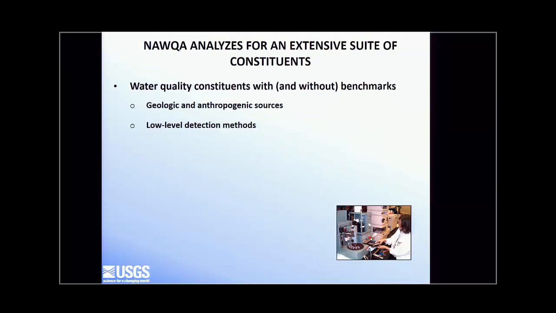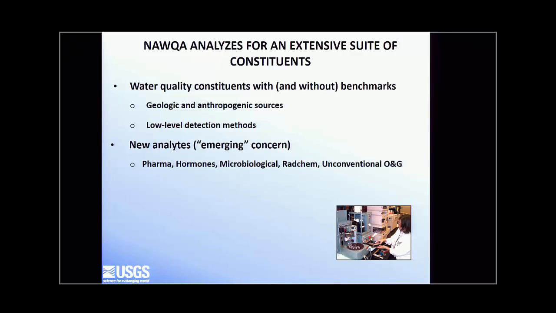The U.S. Geological Survey samples for a really long list of water quality constituents, primarily those with health-based screening levels, but a lot of the pesticides and their degradates, a lot of the VOCs don't have HBSLs. A lot of these have geologic sources, a lot of these are anthropogenic sources. A hallmark of NAWQA are low-level detection methods.